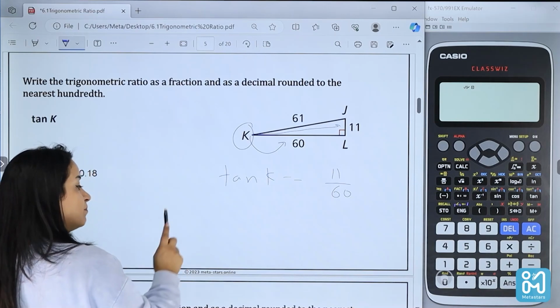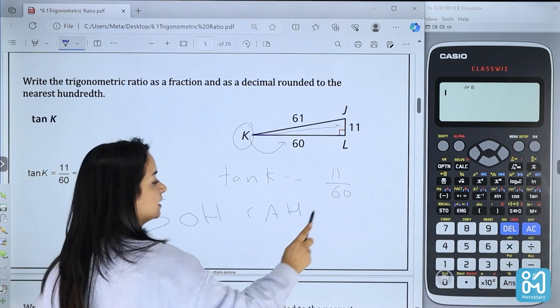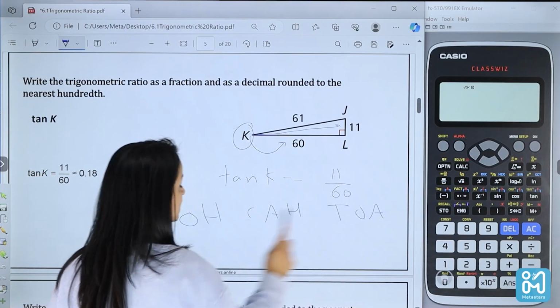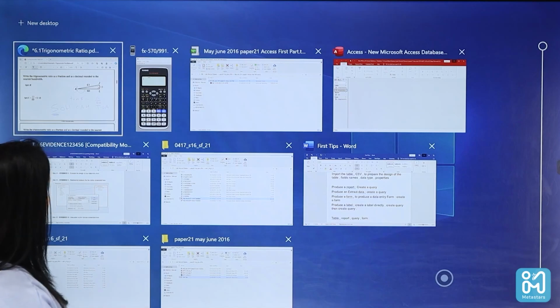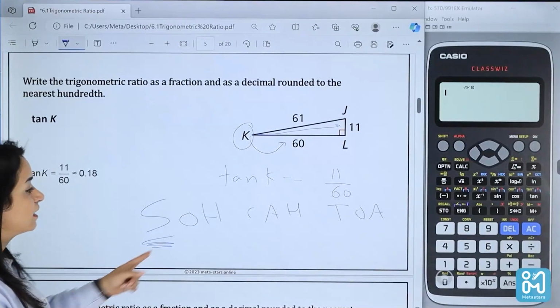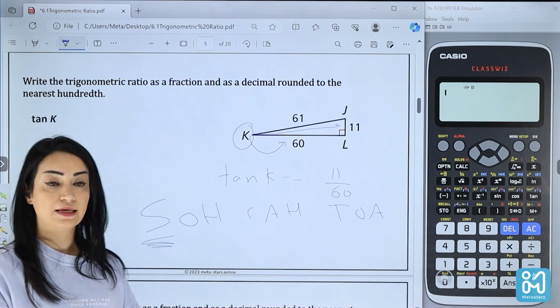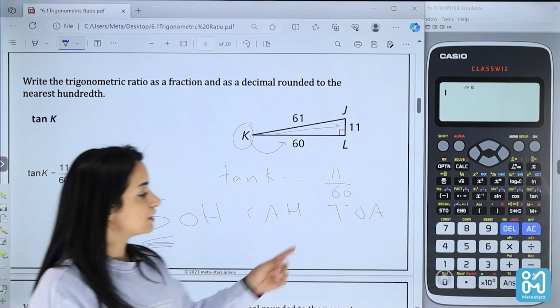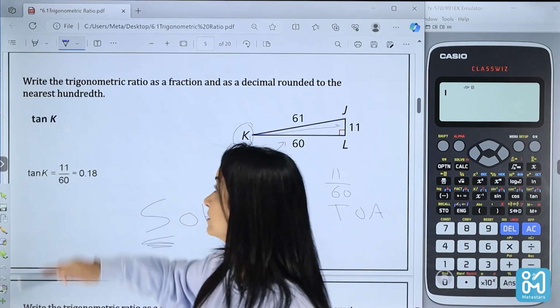So always remember, so ka tawa. Sine equal opposite over hypotenuse. Cosine is equal to adjacent over hypotenuse. Tan is equal to opposite over adjacent.